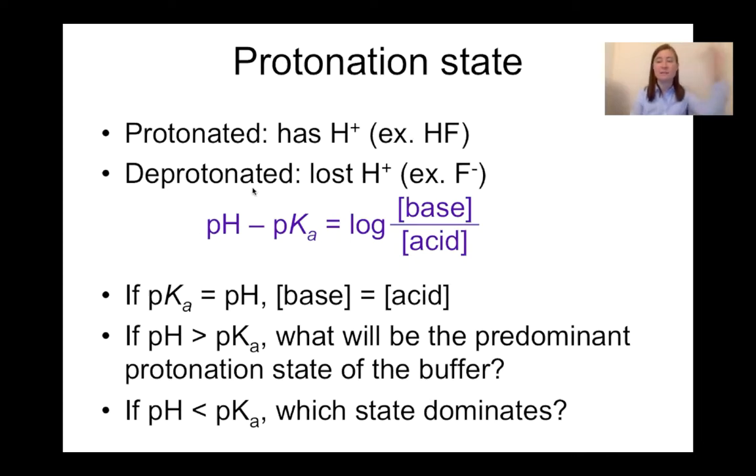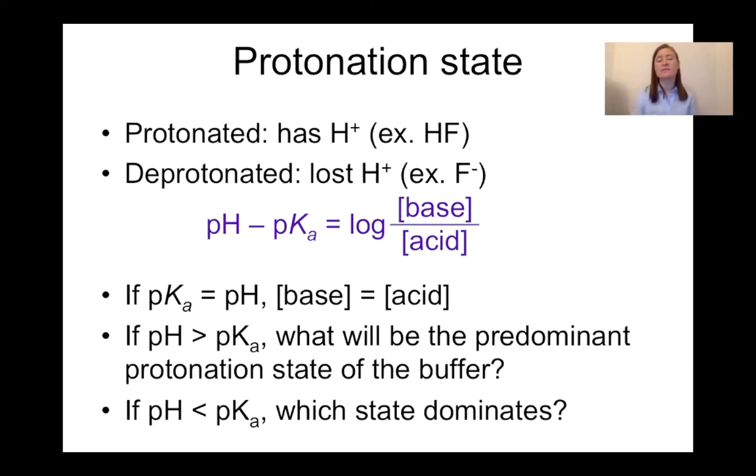So we're going to have 10 to the power of a negative number. If we have 10 to a negative power, that's going to give us a number that's less than 1. So that means that we're going to have a larger concentration of acid than we will of base. And so this kind of makes sense, actually, right?